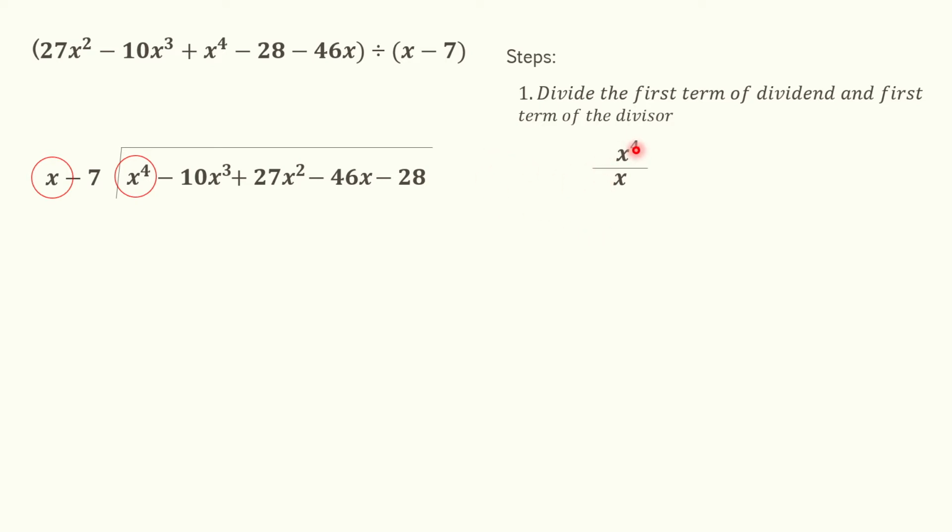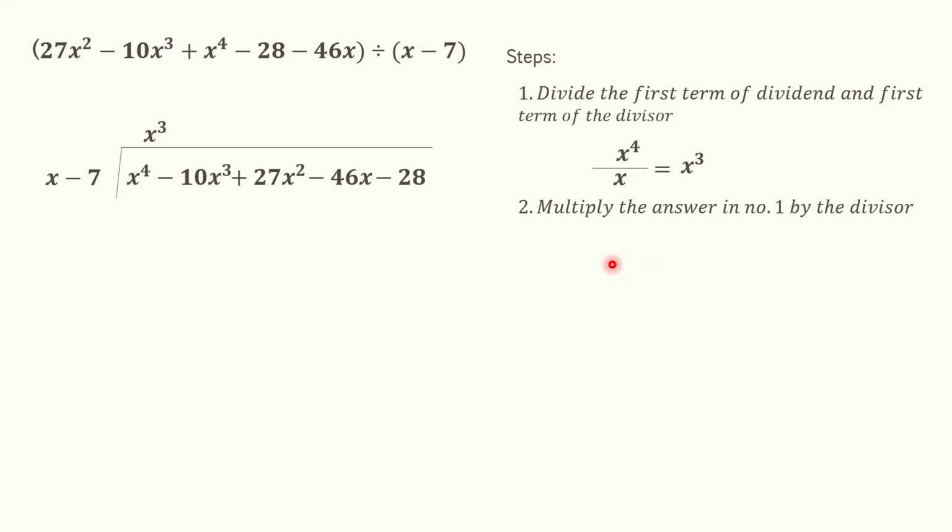So, in this case, you have one x here, and you have x to the fourth on top. So that is equal to x cubed. Okay? One x cancels, so only three is left, x cubed. After we get the quotient, after we divide, we put it up here on top. So, x cubed. Now we are on the second step.